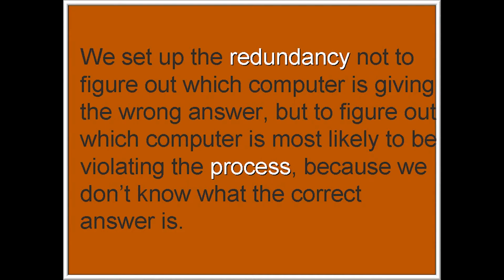We set up the redundancy not to figure out which computer is giving the wrong answer, but to figure out which computer is most likely not to be violating the process, because we don't know what the correct answer is. That's procedural objectivity, because we cannot look and see the input. That's in contrast to product objectivity, when we have a product in mind, like the prosthetic leg, and we zoom in on our process to achieve that product. We know what it is.